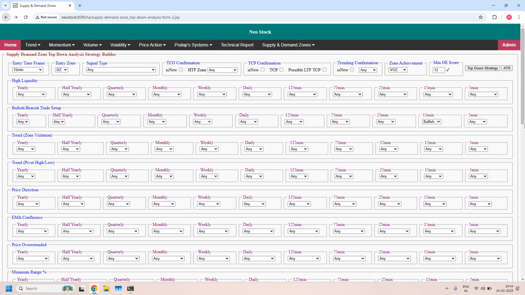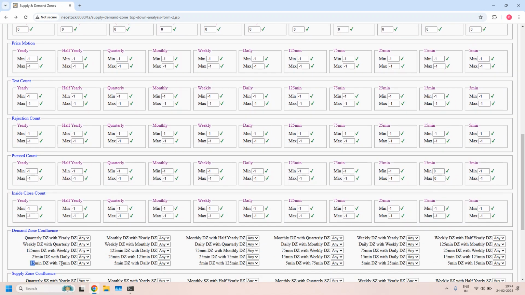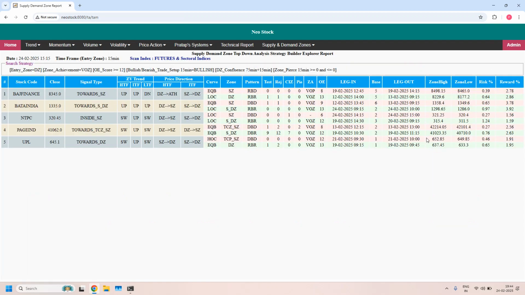First filter: LTF, ITF demand zone confluence, that is 15 minutes and 75 minutes demand zone confluence. With this filter we got all the 5 stocks. That means all these 5 15 minutes demand zones are overlapped with the 75 minutes demand zone, and the 75 minutes trend, the ITF trend, is up in all these stocks.